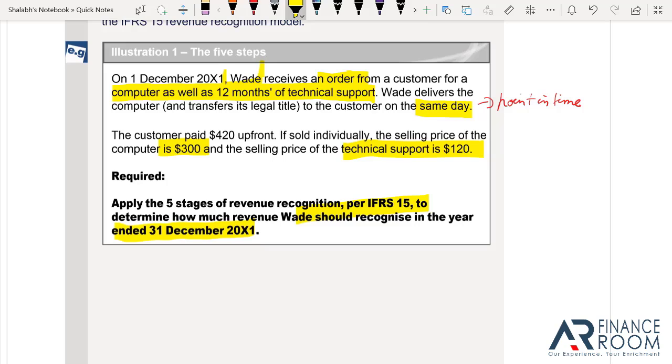Don't jump to the answer. Try to apply logic on your own first. Now we shall do this practically right now, right here. What was the first point that we learned?